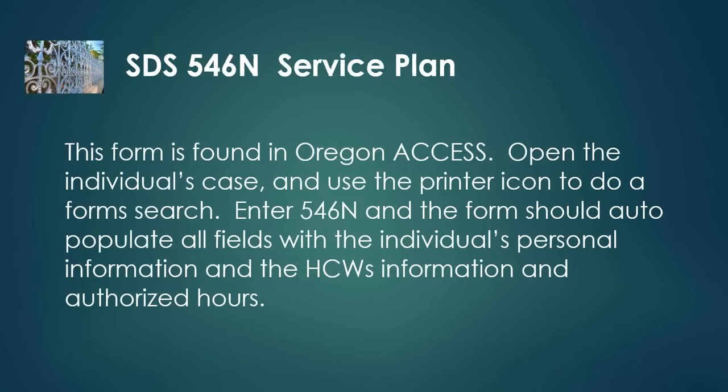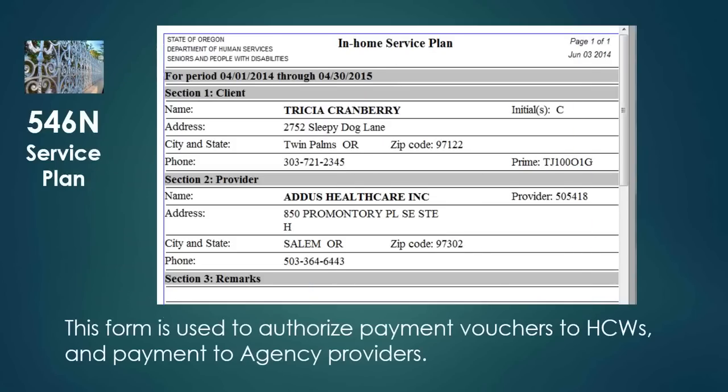Let's go to the service plan. Now this is important for everyone, regardless of using an agency or a home care worker. The 546N is the service plan, and it's found in Access. And if you enter 546N in the printer section, it should autofill all fields. So here is an example of a 546N. It tells us the client's name, who the provider is. In this case, it is an agency.